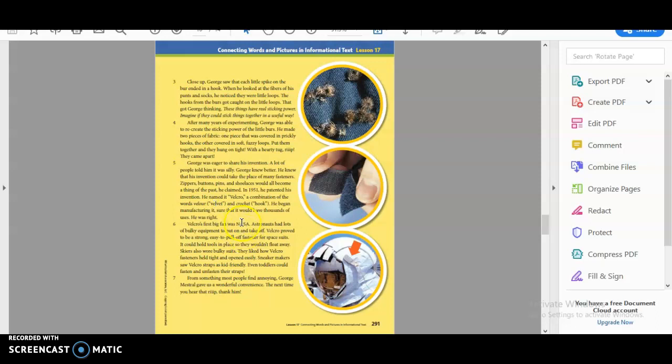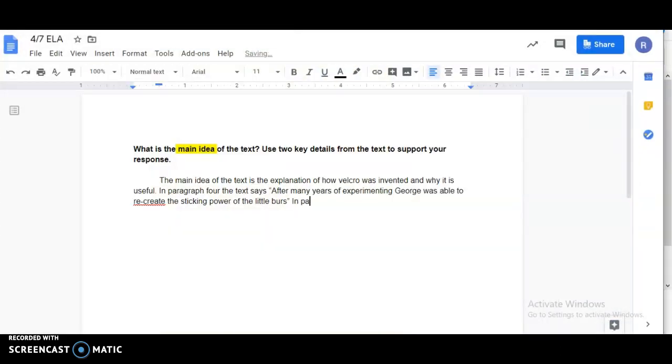So I'm going to go ahead and use the sentence right here. Velcro proved to be a strong, easy pull-off fastener for spacesuits. So in paragraph 6, it states, that's just a way of describing what was said. Let me look where I had. Sorry, I'm trying to multitask. Velcro proved to be a strong, easy to pull off fastener for space suits.